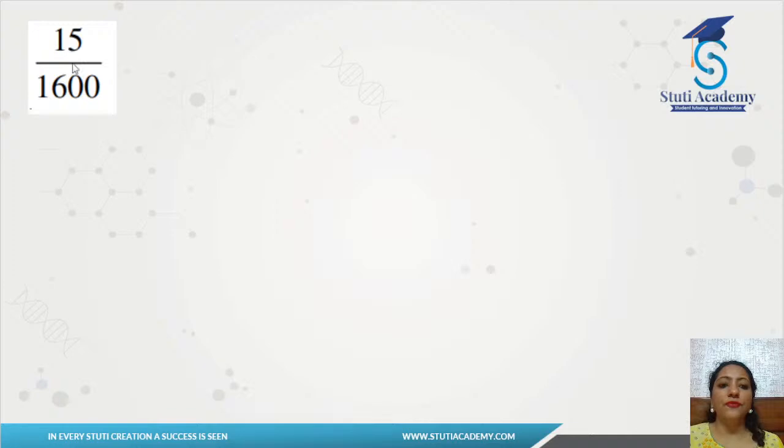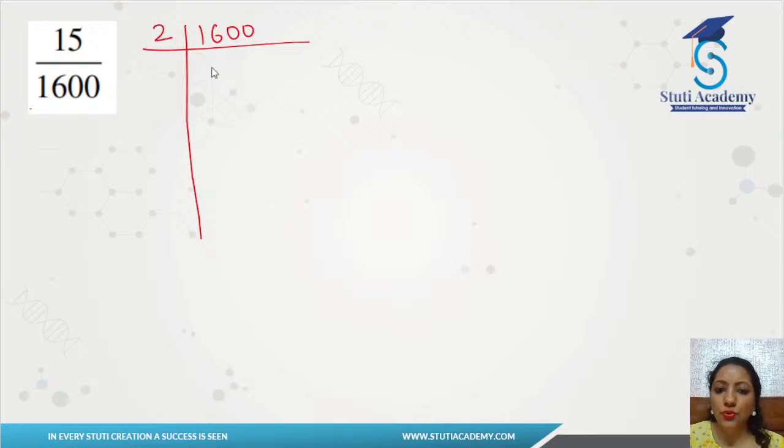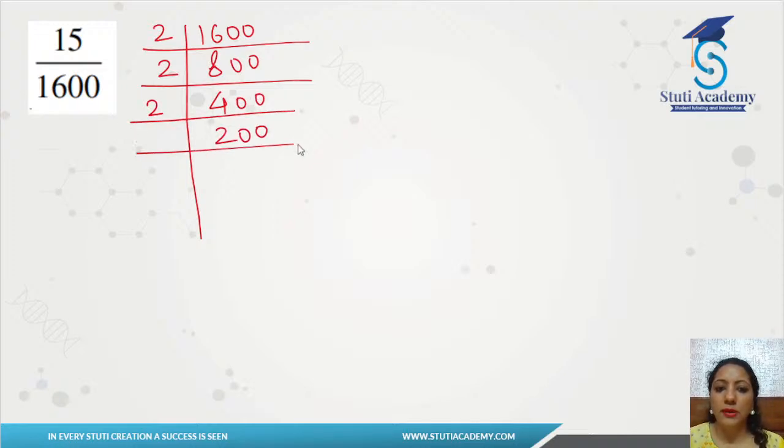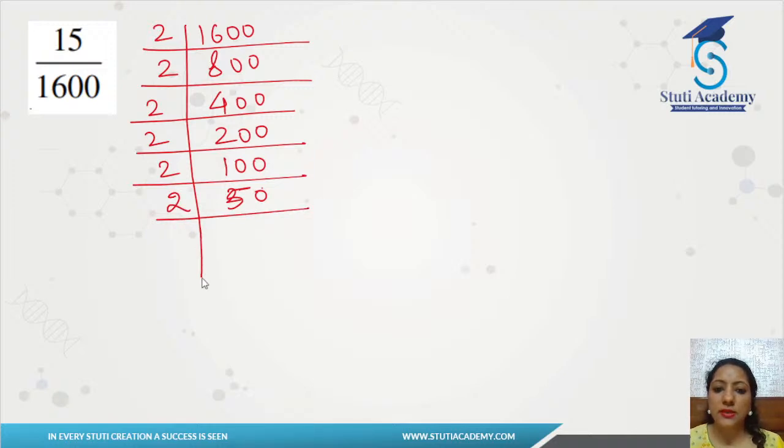Now let's talk about 15 upon 1600. We'll just prime factorize this 1600. We'll start with 2. We'll get 800 here. So this prime factorization we have discussed in detail yesterday also. Then 2, we'll get 400 here. Then we'll divide by 2, we'll get 200. We'll divide by 2 again, we'll get 100. We'll divide by 2, we'll get 50. Then we divide by 2, we'll get 25. Then by 5, 5 again, and then by 5.